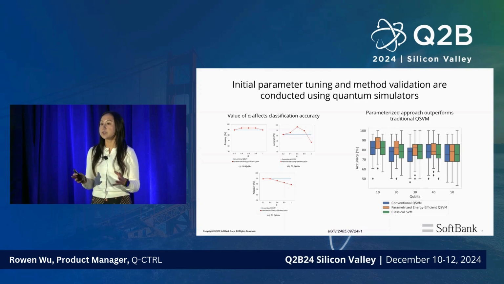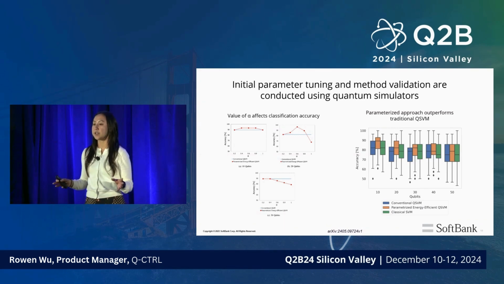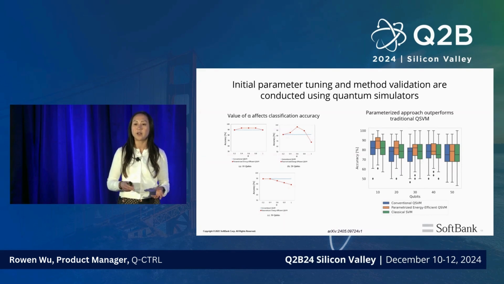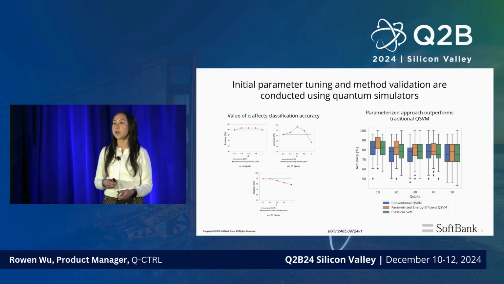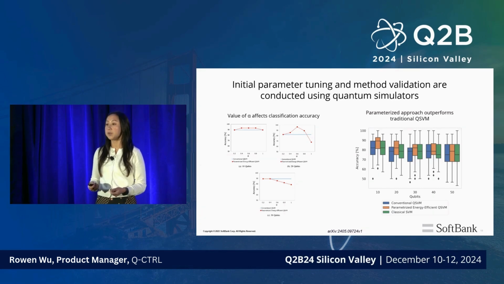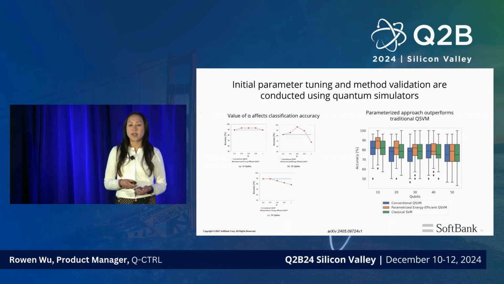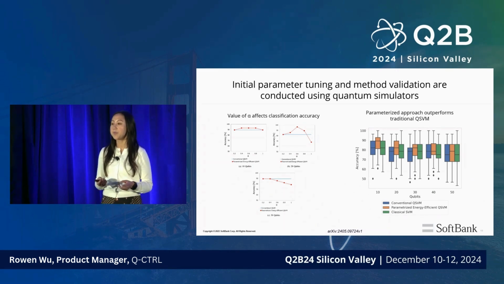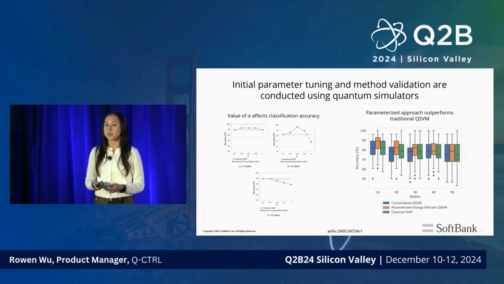And so first, SoftBank tested this using simulation. They first tried out different values of alpha and were able to deduce what values of alpha are going to be optimal for different qubit counts. And then they also ran a comparison using different types of simulation. They compared a traditional quantum support vector machine, or QSVM, to their novel approach, this parameterized QSVM.